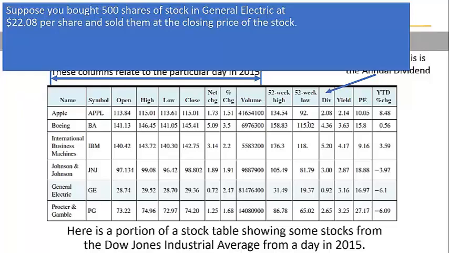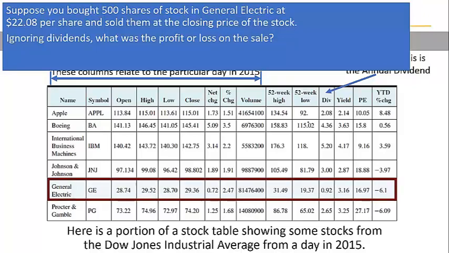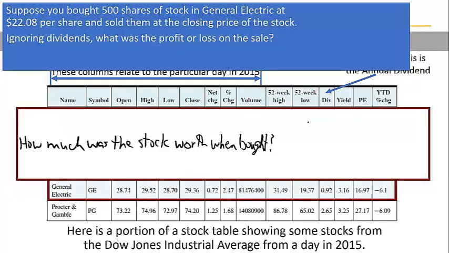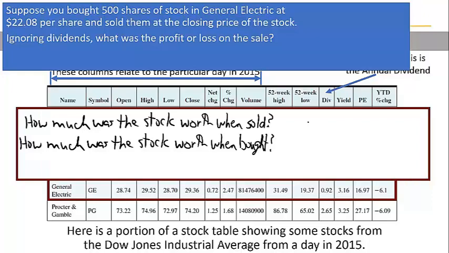Suppose you bought 500 shares of stock in General Electric at $22.08 per share, and then you sold them at the closing price of the stock on this day in 2015. If you completely ignore the dividends, what would your profit or loss be on that sale? You've got to think about this. You go to the General Electric row of the table because they're asking about General Electric. In order to see what your profit or loss is, you've got to know two things. You've got to know how much the stock was worth when you bought it. You've also got to know how much the stock was worth when you sold it.